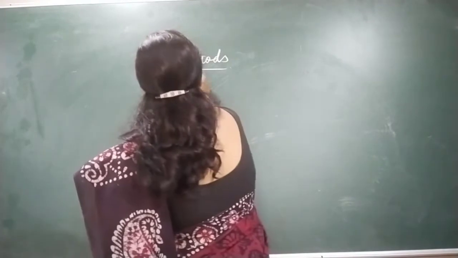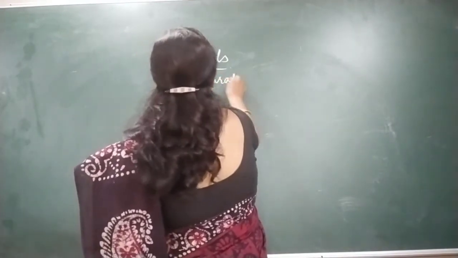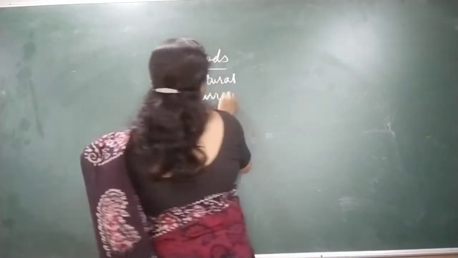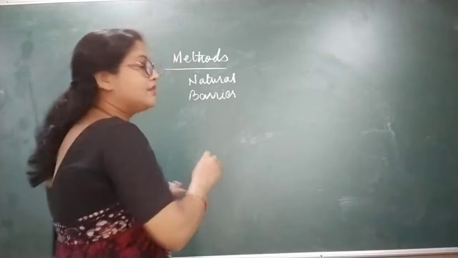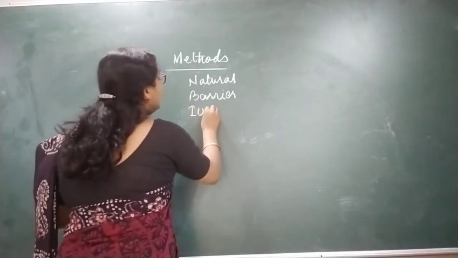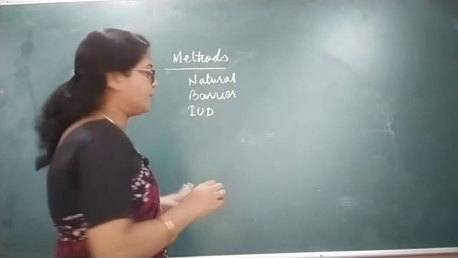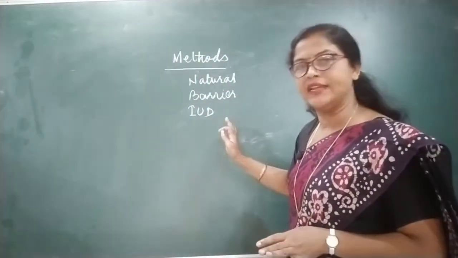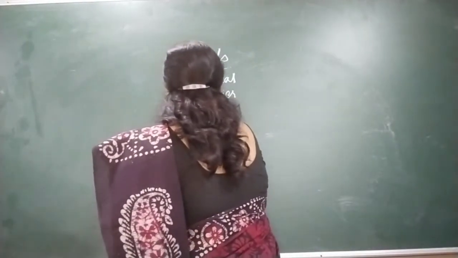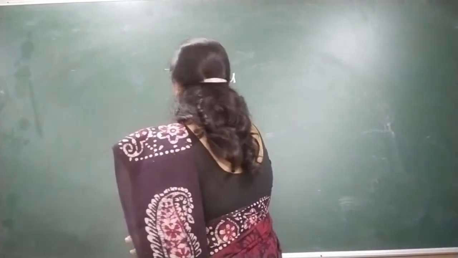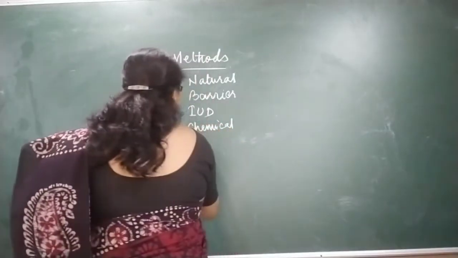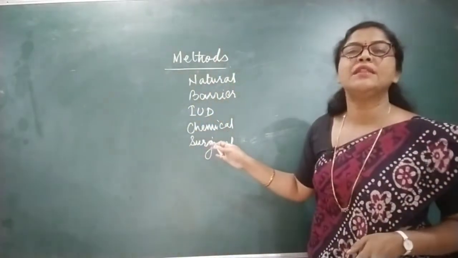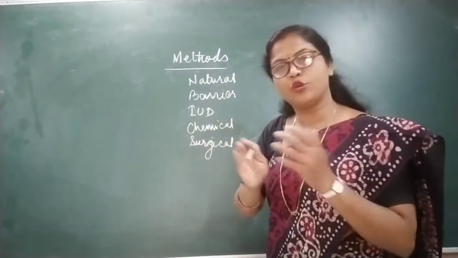First one is natural. Second one is known as barrier method. The third one is IUD. The fourth one is chemical and the fifth one is surgical. So these are the methods of contraceptives.